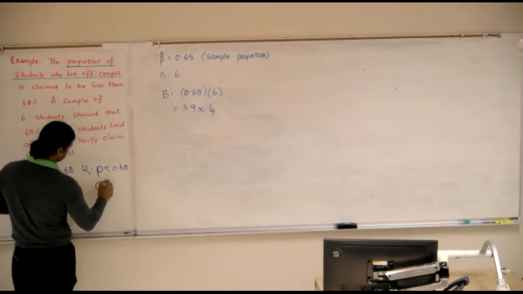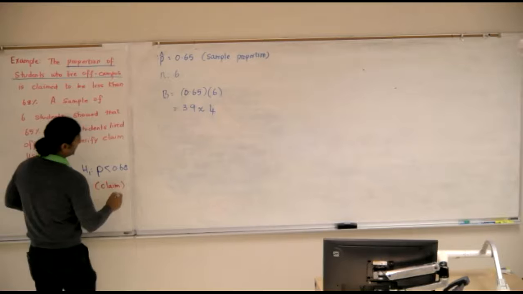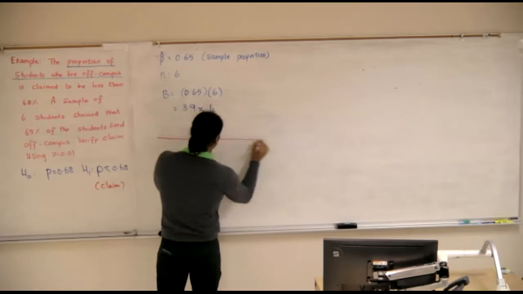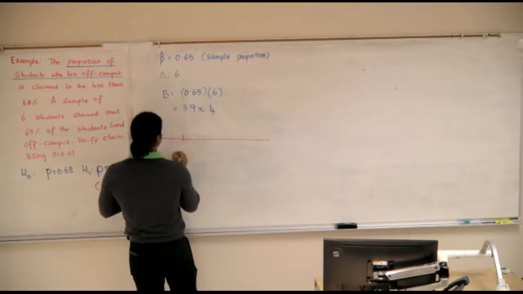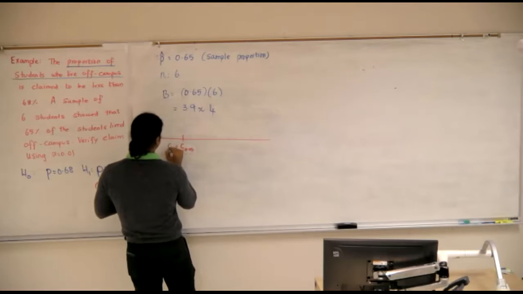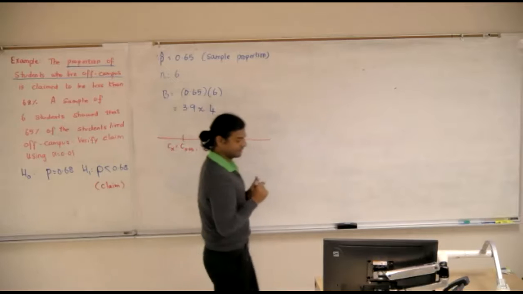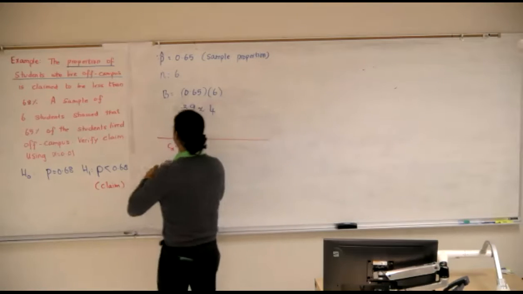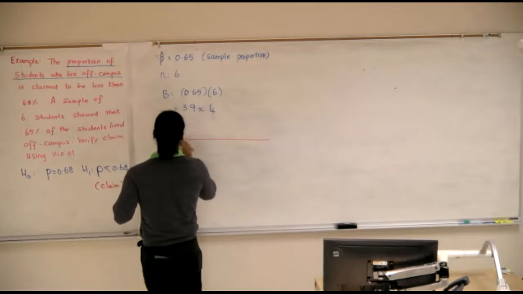So that would be the claim. And our rejection region will be on the left-hand side. The book calls the left-hand side critical value C sub-alpha.